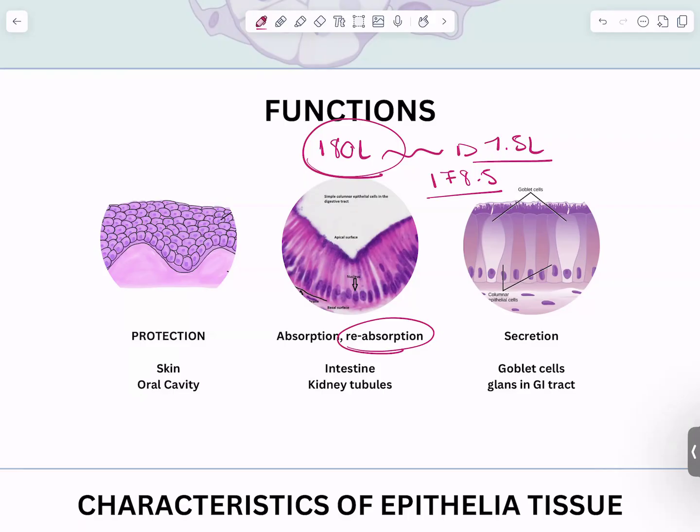We will discuss absorption and reabsorption in detail, what happens during these processes in the digestive system, and when we discuss the kidney structure.